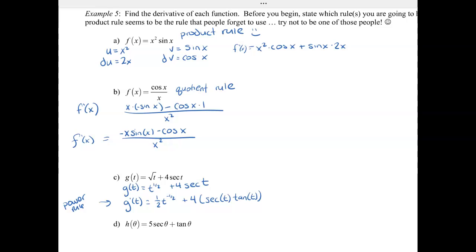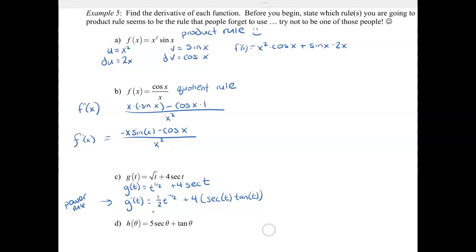And that's pretty gross. I don't see any like terms that are going to add. So I'm just going to clean this up a little bit. If I started with the square root, I'm probably going to end with the square root. So g prime of t is equal to 1 over 2 square root of t, in my denominator, plus 4 times the quantity of secant of t times tangent of t.